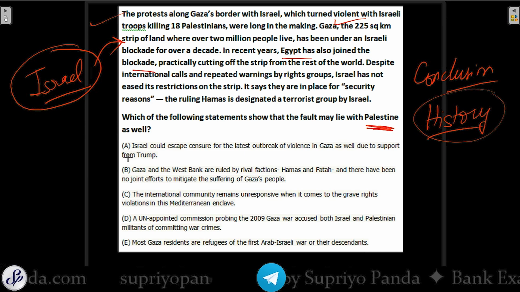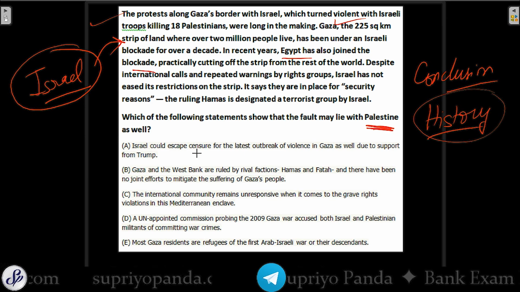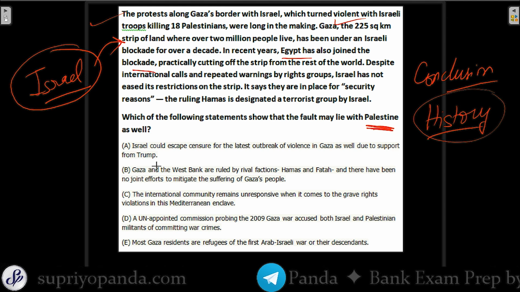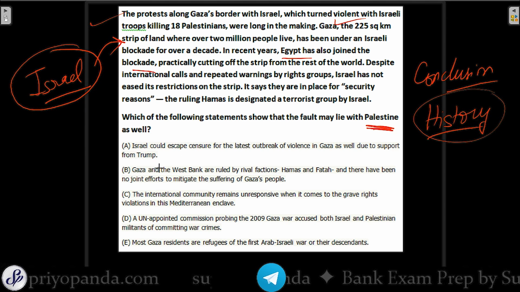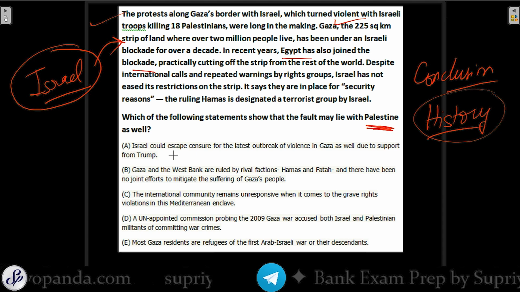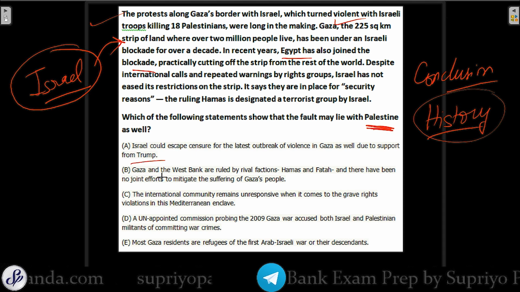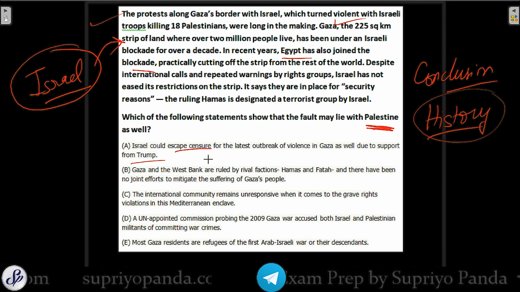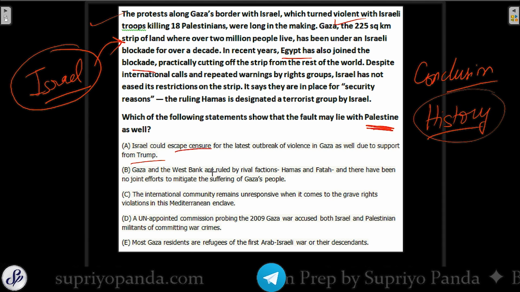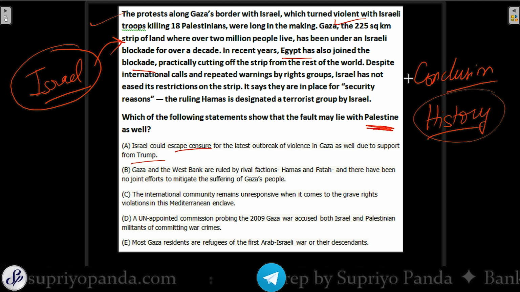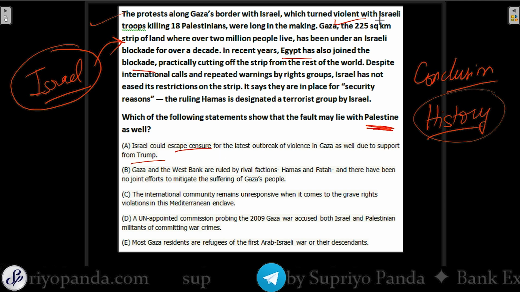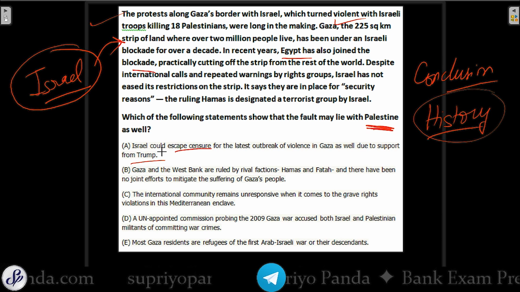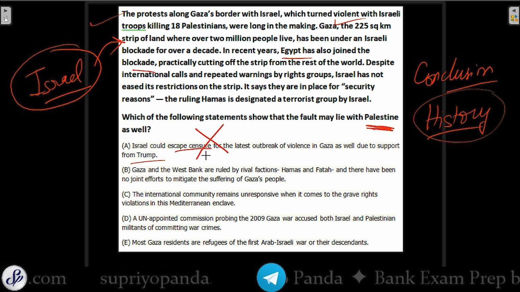All right, number A: Israel could escape censure for the latest outbreak of violence in Gaza as well due to support from Trump. This is something quite irrelevant, right? Because we are talking about Trump, who is the American president, and the escape of the censure. These kinds of things are not in line with our conclusion. Our conclusion is about Gaza and what is happening over there. It is not related to whatever Trump is doing or not doing. So this is out of the question.